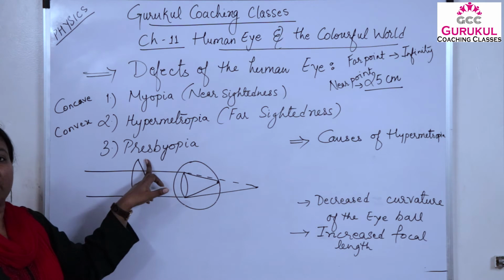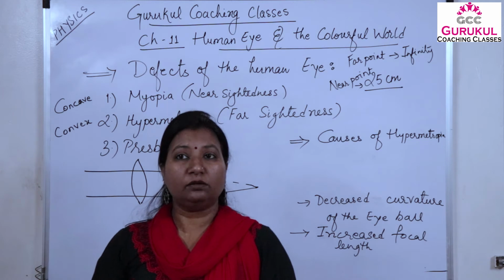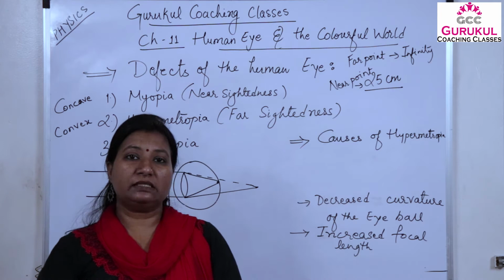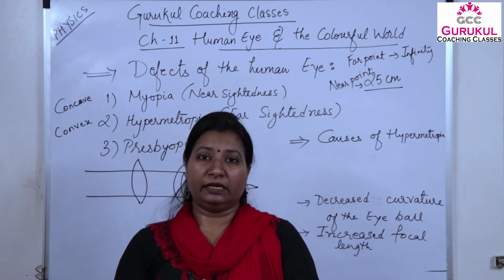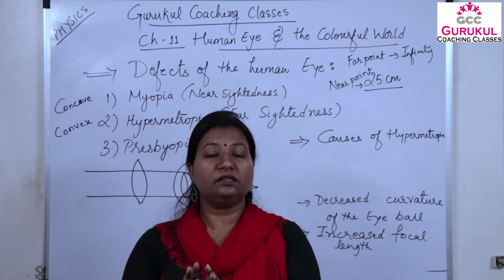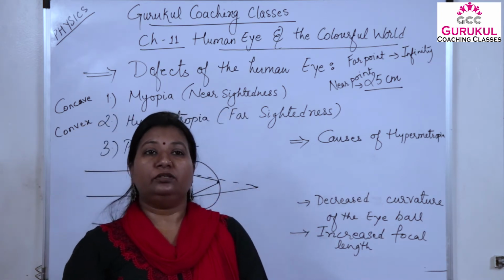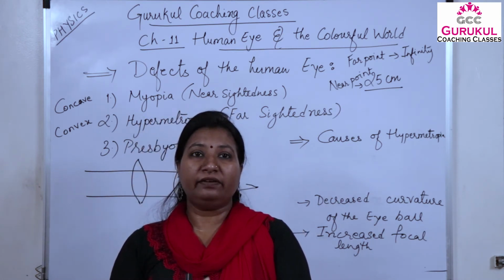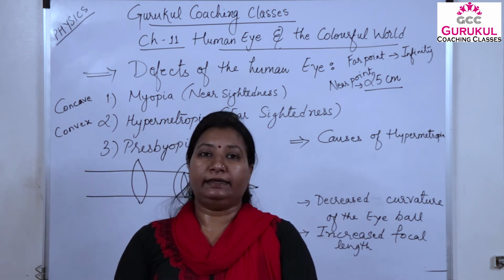The third defect is presbyopia. Presbyopia generally takes place in old age. The main function of the ciliary muscles is to contract and relax, or you can say by contraction and relaxation, they adjust the focal length of the eye lens. But in old age, their flexibility decreases, meaning they can't contract and relax properly. So they can't adjust the focal length of the eye lens, right?